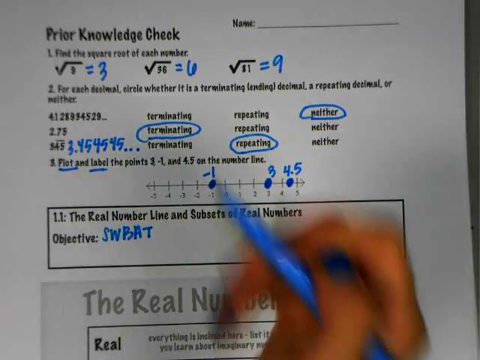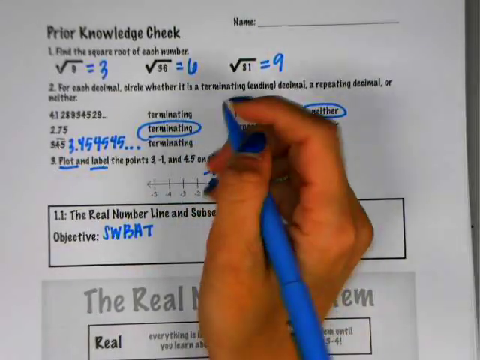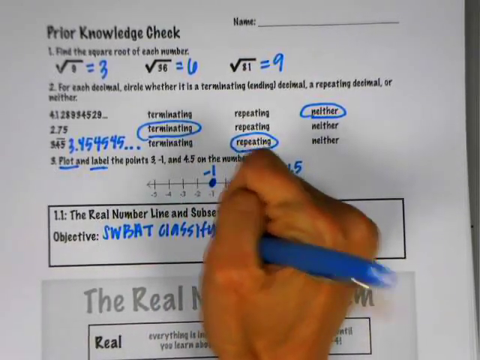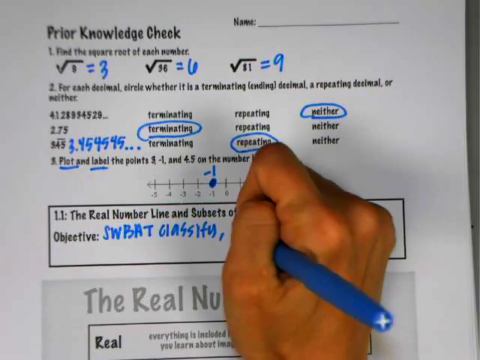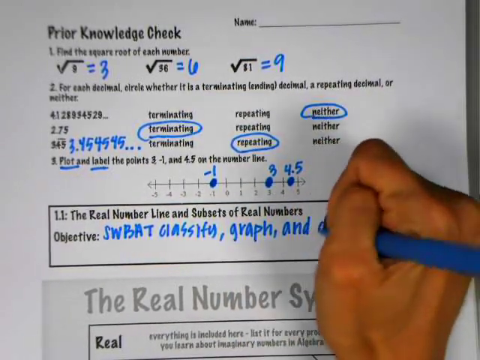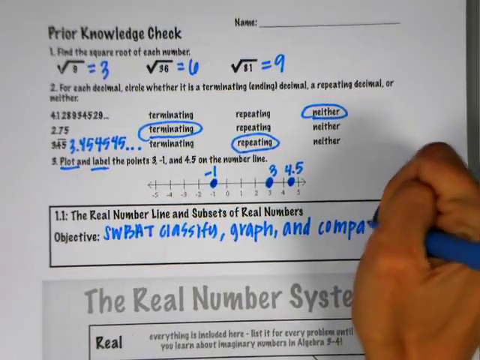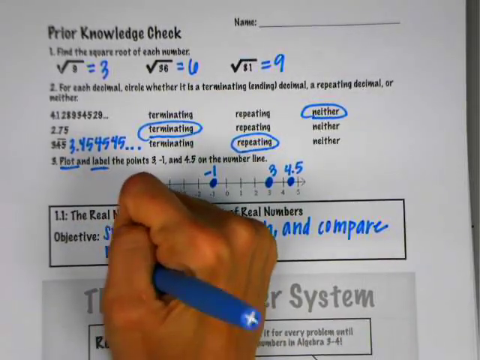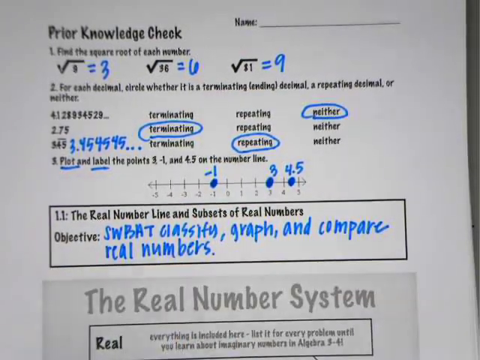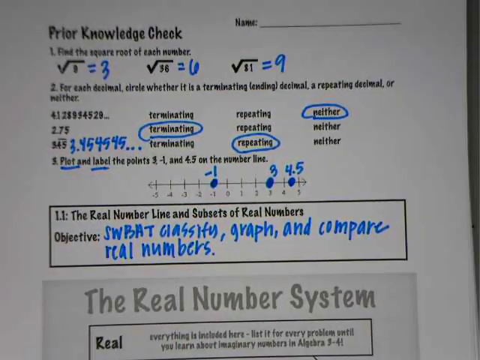Okay, so for today, students will be able to classify, graph, and compare real numbers. Graph is going to be more referring to a number line than an actual graph that you guys have done in the past with lines. Yeah.